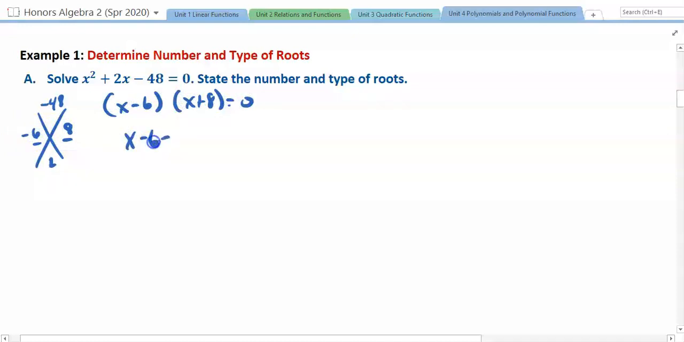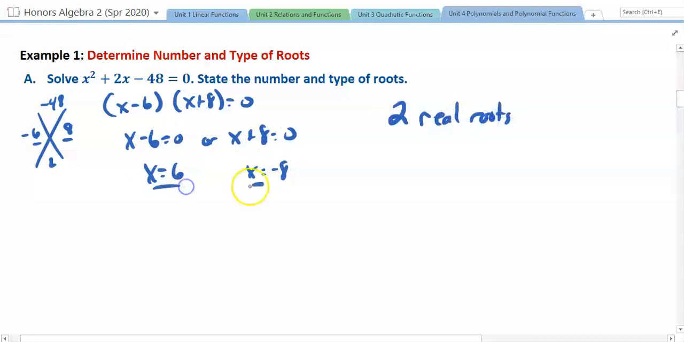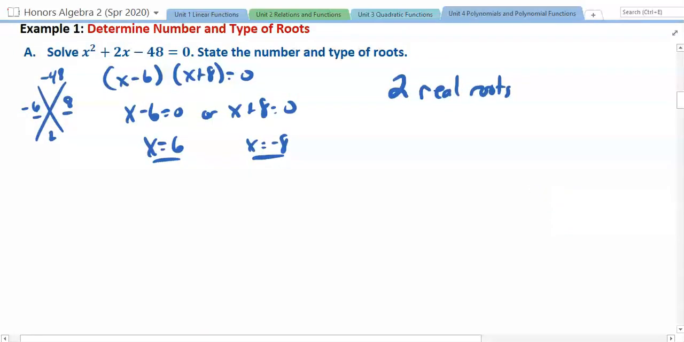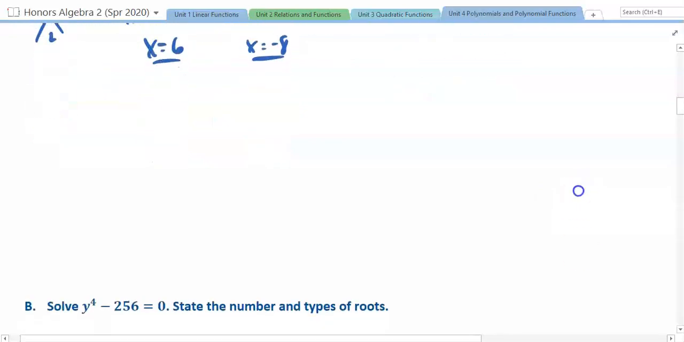So x minus 6 equals 0, or x plus 8 equals 0. So x is equal to 6, or x is equal to -8. So this would have 2 real roots, right? Because these are real numbers. They're not imaginary or complex. Okay? And that's what we're looking at. It's being able to simplify these out so that we see what solutions they have. So let's look at another example.